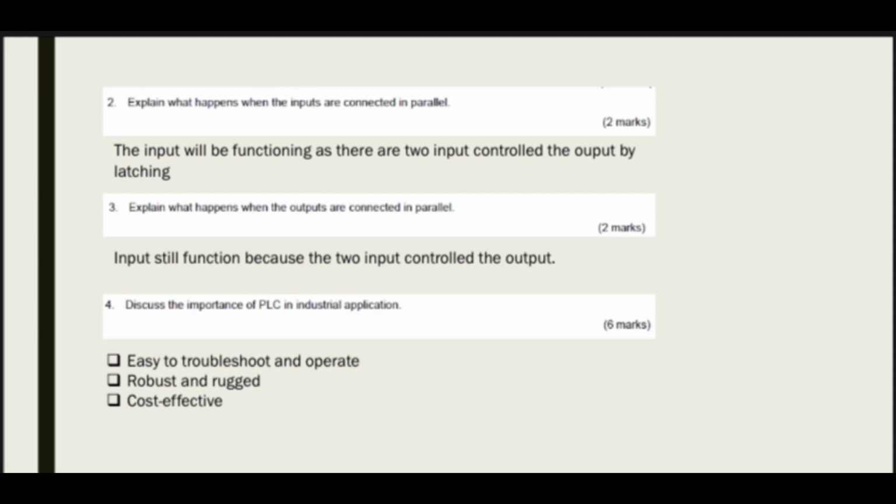Then discuss the importance of PLC in industrial application. First, it's easy to troubleshoot and operate, robust and rugged, and cost effective.